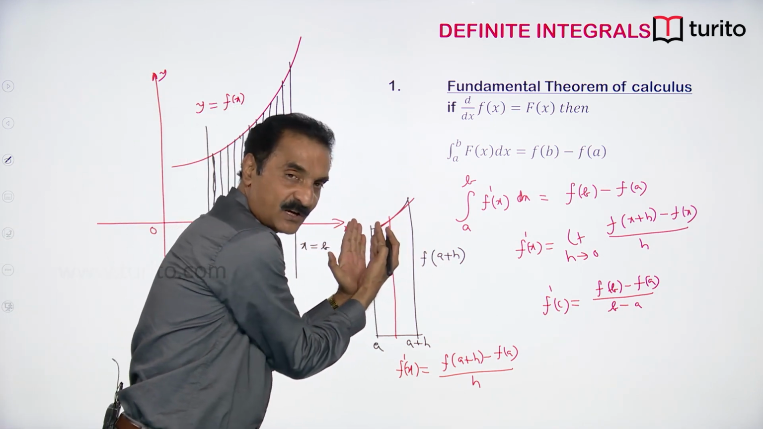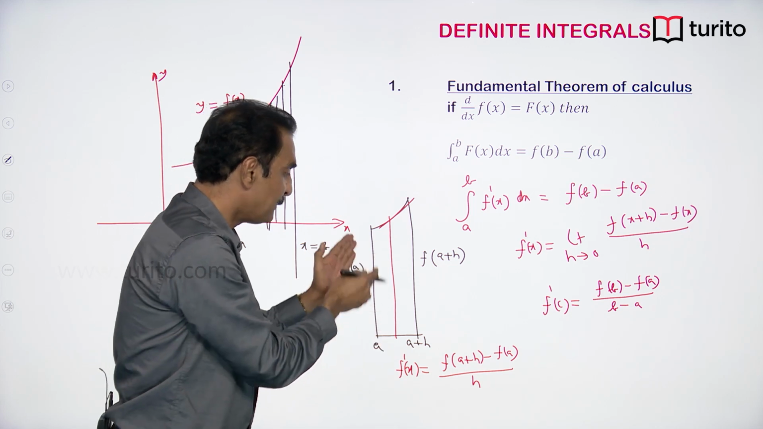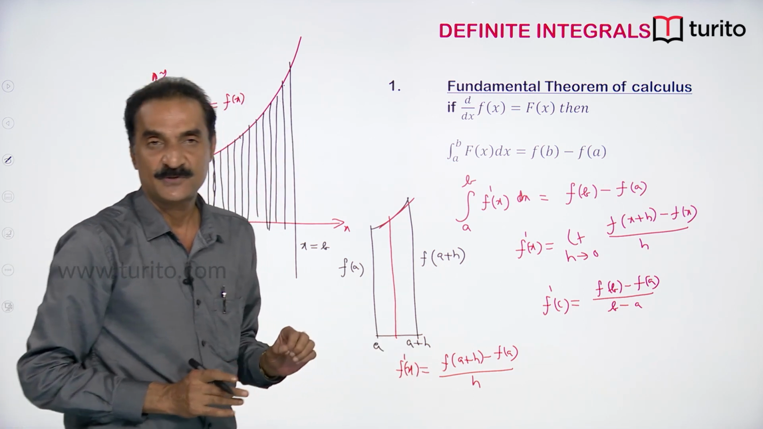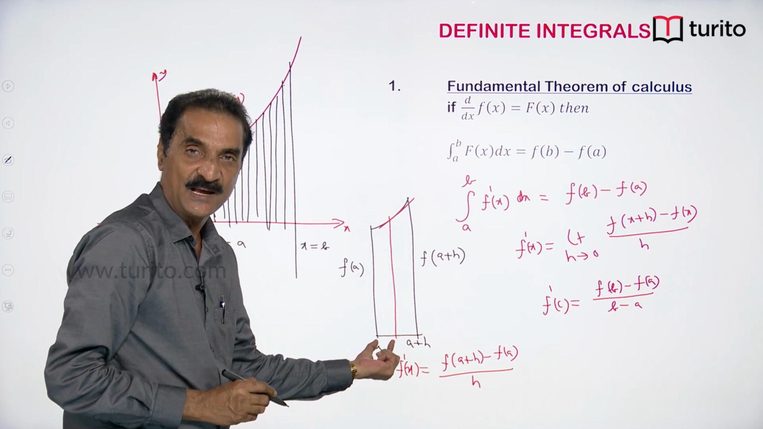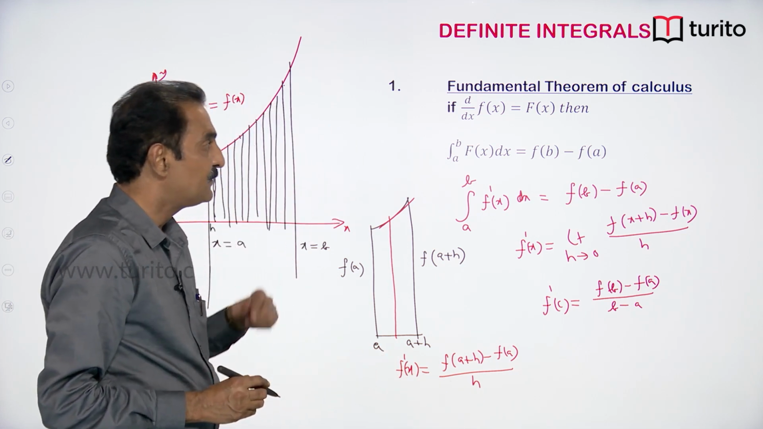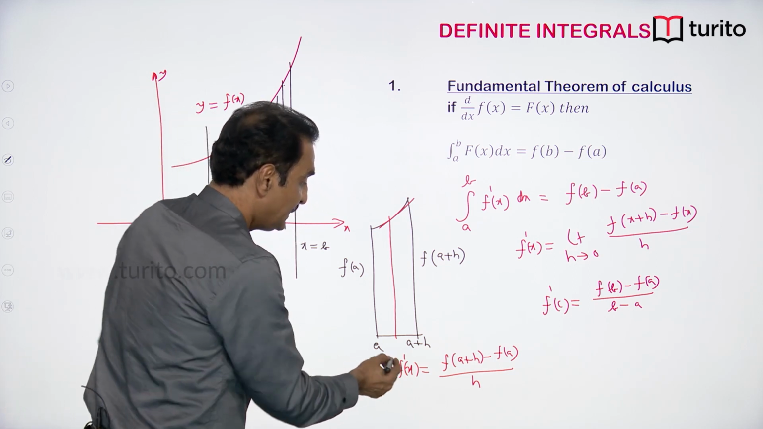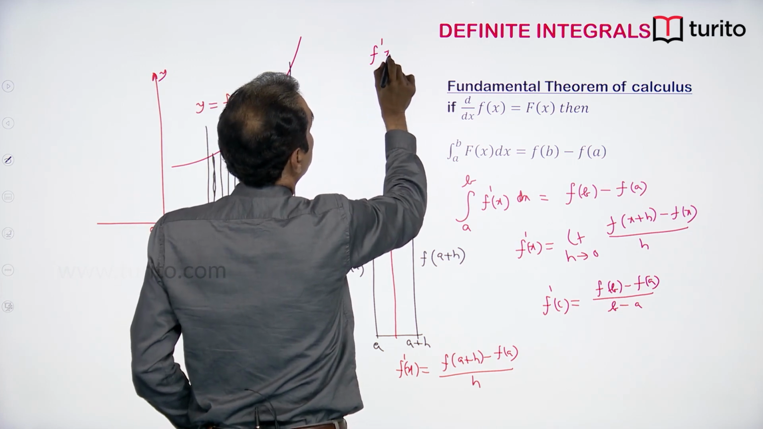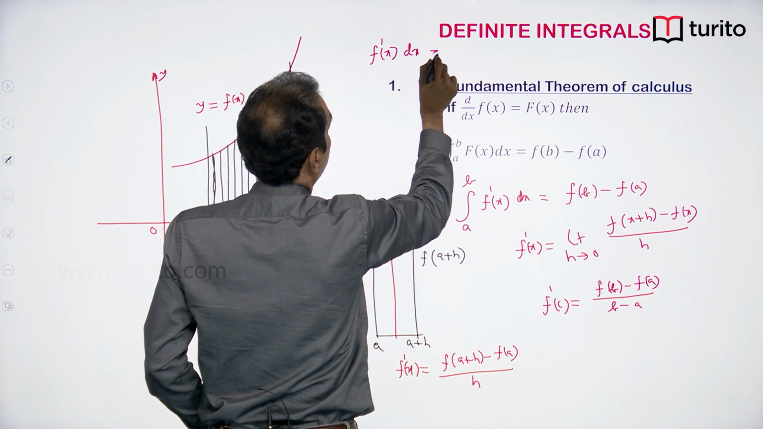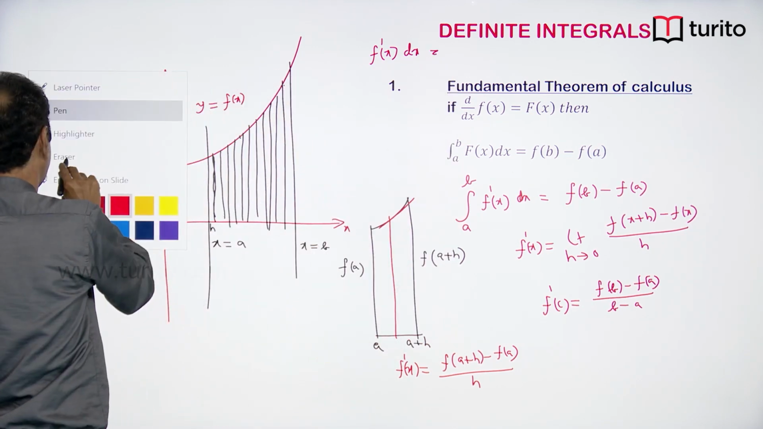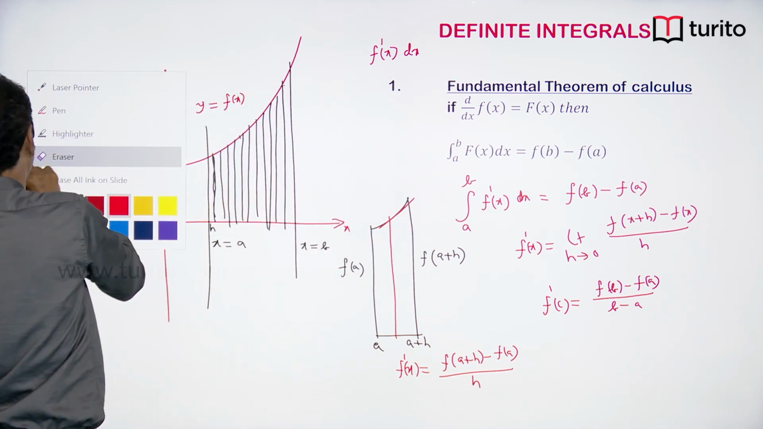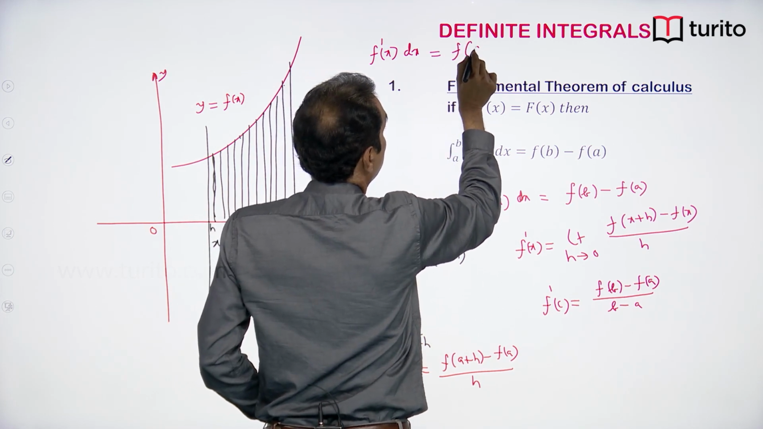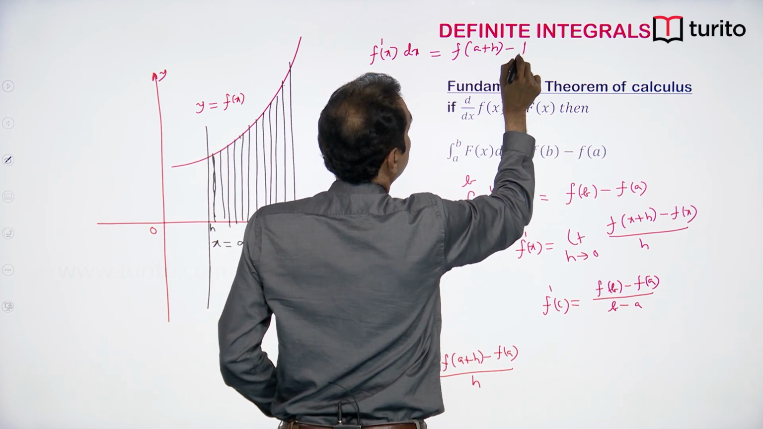Now when these two ordinates are very close, then you can take the approximate value of f dash x as f of a plus h minus f of a by h. This h is nothing but dx, the change in x. So cross multiplying by h, you will get f dash x into h, h is dx, f dash x into dx is equal to f of a plus h minus f of a.